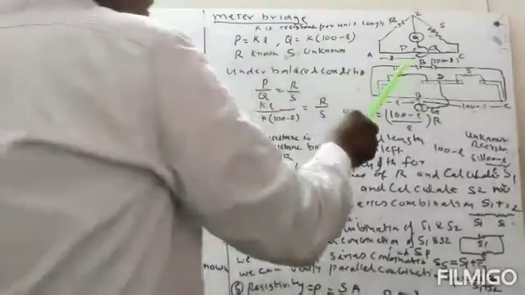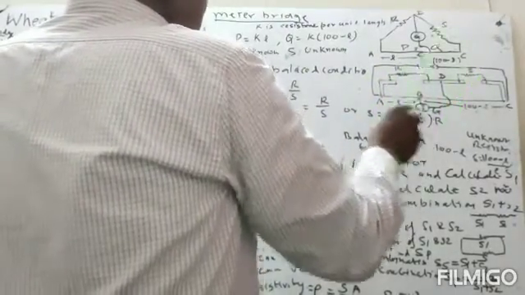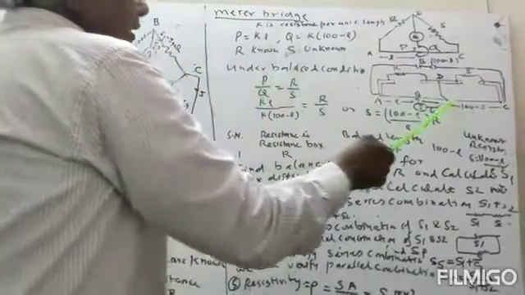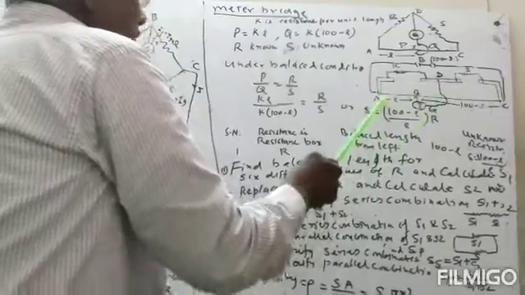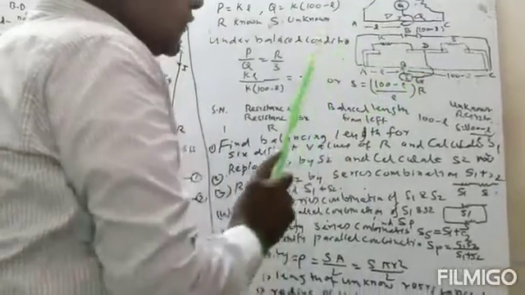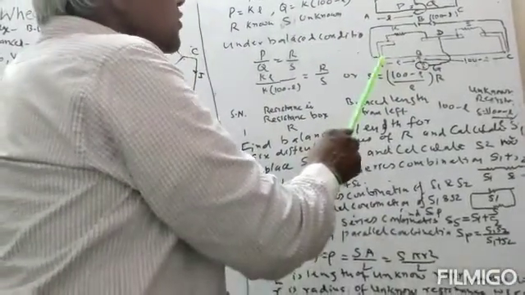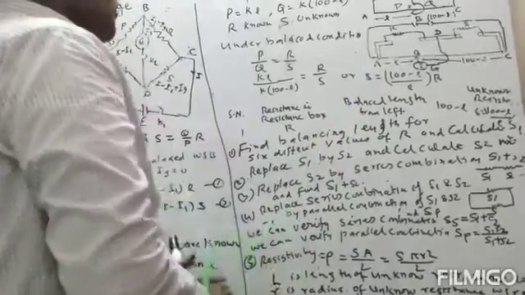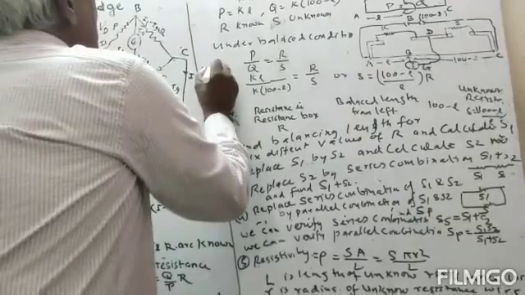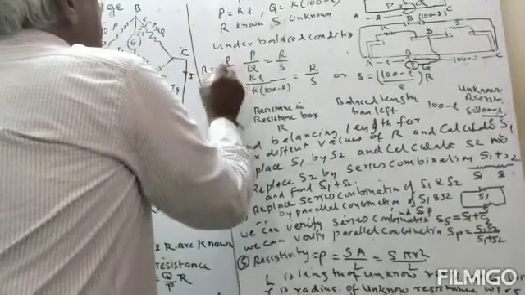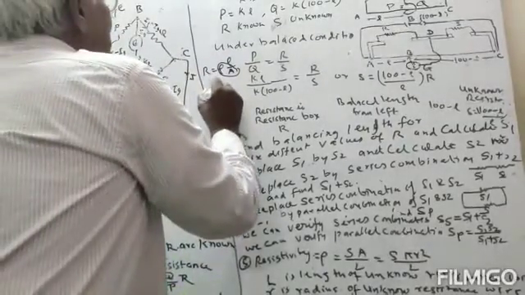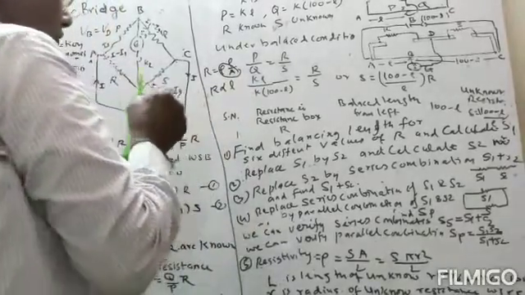So this resistance divided by this resistance, P by Q is equal to R by S. Now what is P? Here the length is L. Now we know that the wire of the meter bridge is of uniform cross section, so the resistance is proportional to length because rho is constant. The resistance is equal to rho into L by A. So rho is constant, area of cross section is constant, so R is proportional to length.